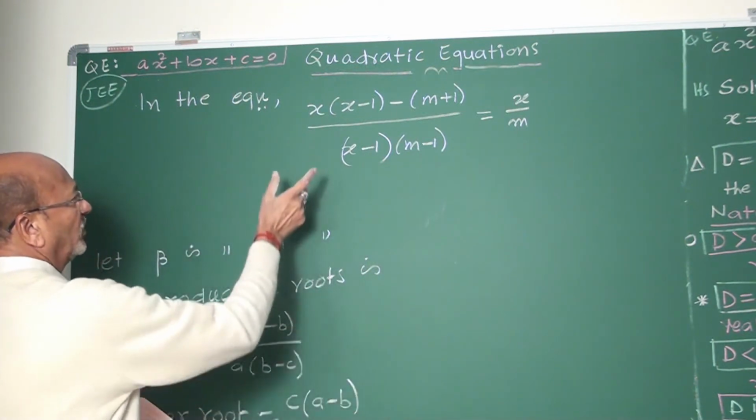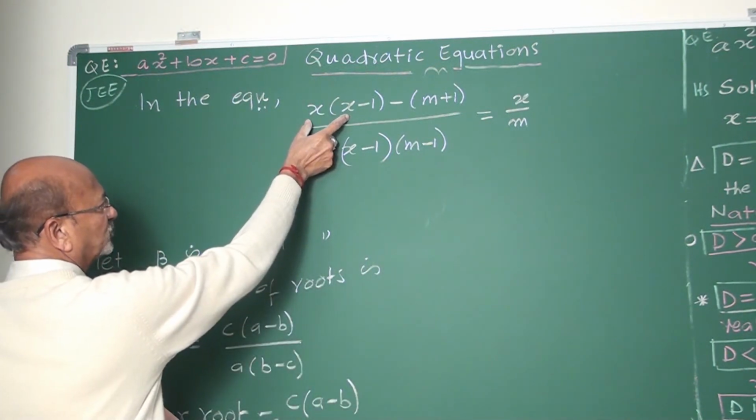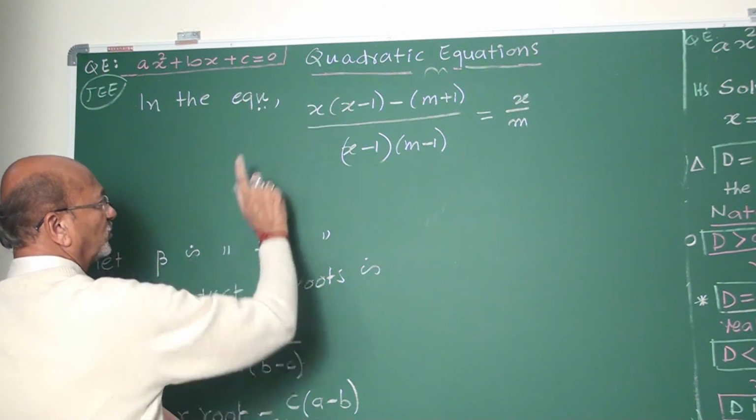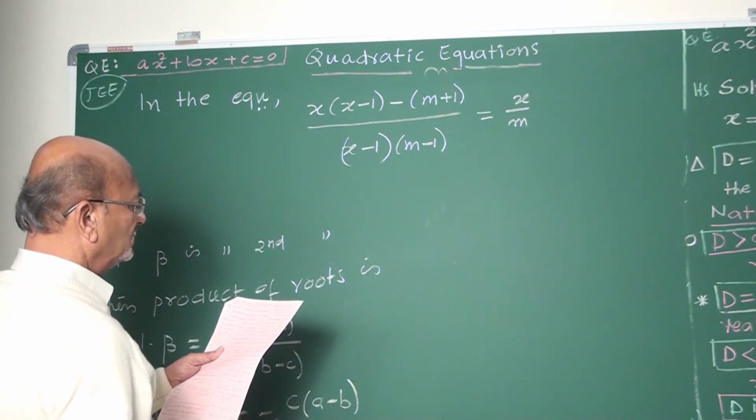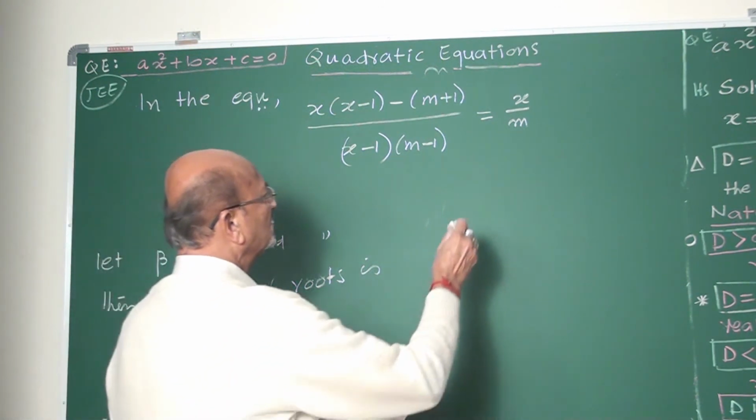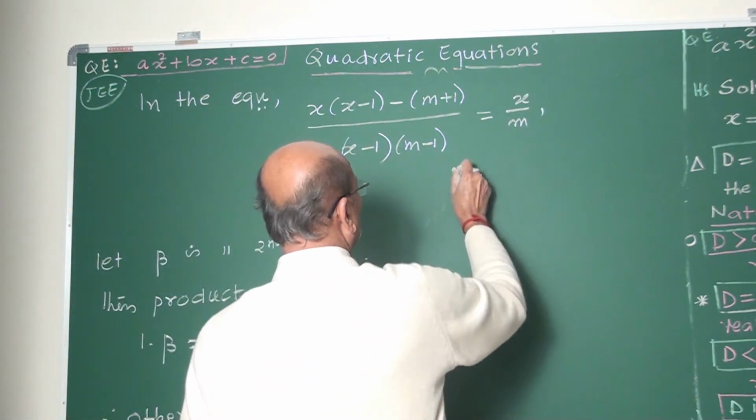It is quadratic, I tell you, my friend. x into x is x squared. It contains an x squared term. It is quadratic. Yes, x by m. The roots are equal in the equation.